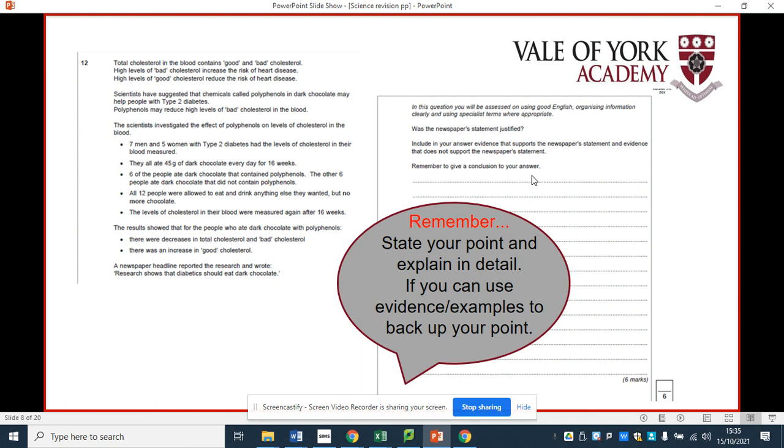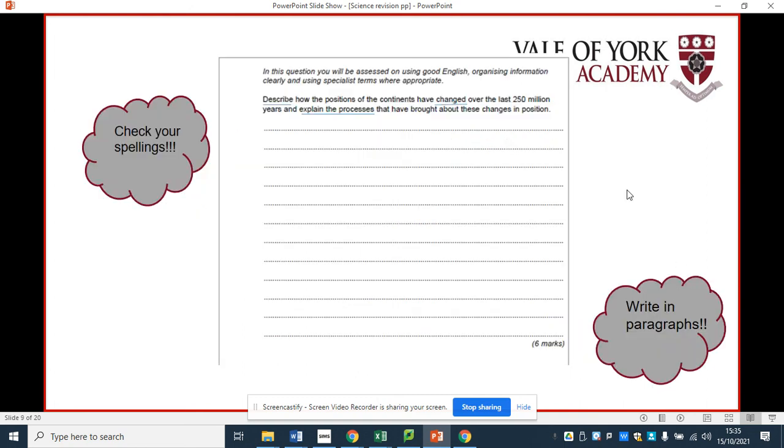If it says remember to give a conclusion, make sure you have a sentence at the end that summarizes everything you have written about. Again, just remember to check your spellings and write in paragraphs.